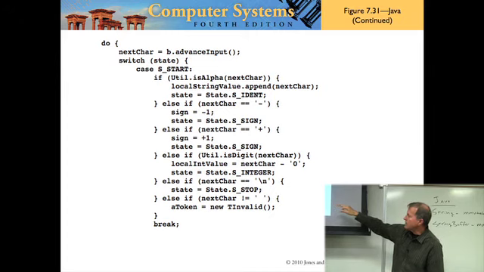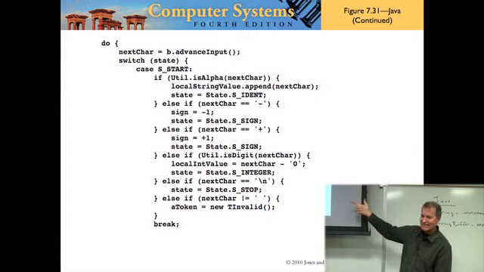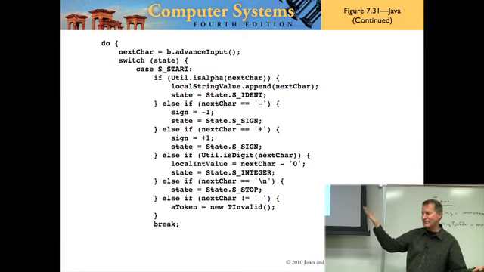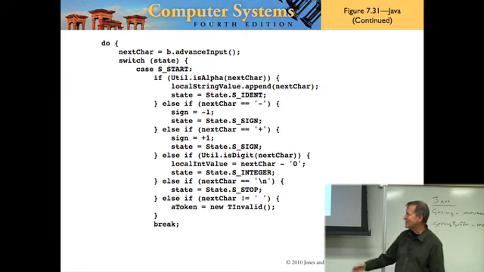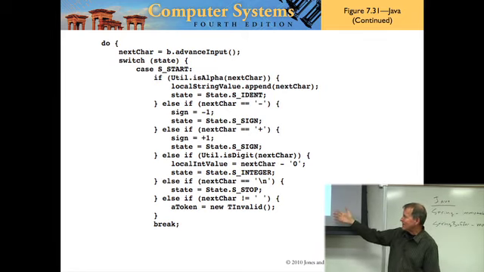So else if util dot isDigit next char, then what? Local int value gets what? We know, we've done this before. Stop. Else if, and the else if next char is, now check this out. Else if next char is what? The new line character. Then what? Oh, stop. Okay. Are you with me?